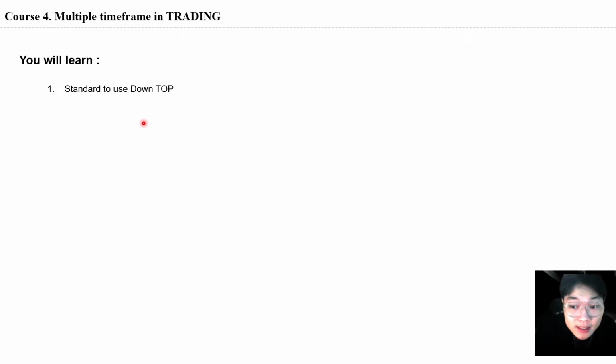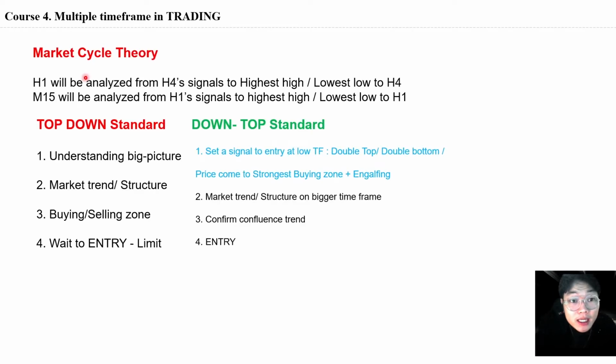And in this lesson, I will talk to you about the standards to use the down-top analysis method, also called bottom-up. The first thing about market cycle theory is the same as the top-down analysis method. The play we should analyze for the 1 hour and 4 hours time frames combines and connects 3 time frames together. It is completely the same.